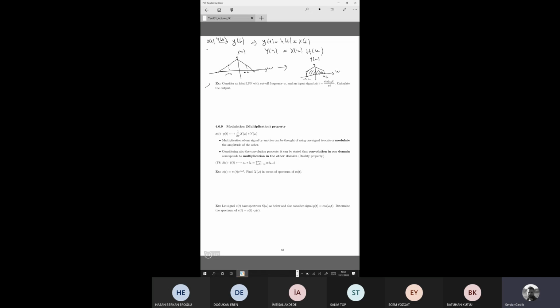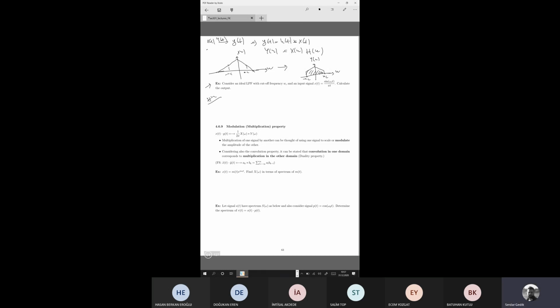Here you have an exercise. Please try this exercise as homework. It is simple. You have this sinc type signal, and it is filtered with an ideal low pass filter. You know that sinc has a Fourier transform of rect. So the rectangular signal is filtered with, again, a rectangular low pass filter.